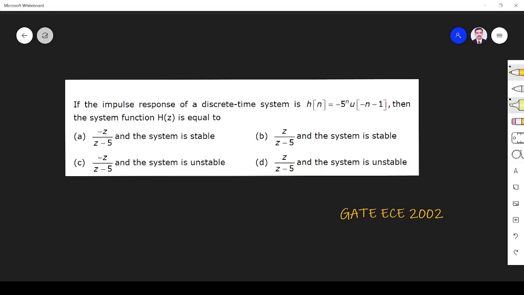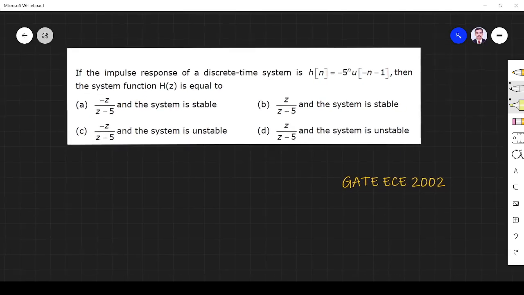Hi friends, in this video let us solve a signal system related question asked in GATE 2002 EC. The question is, if the impulse response of the discrete time system is h of n is equal to minus 5 to the power n u of minus n minus 1, the system function is equal to dash and whether it is stable or unstable. So they have given h of n. H of n is the impulse response, that is minus 5 to the power n u of minus n minus 1.